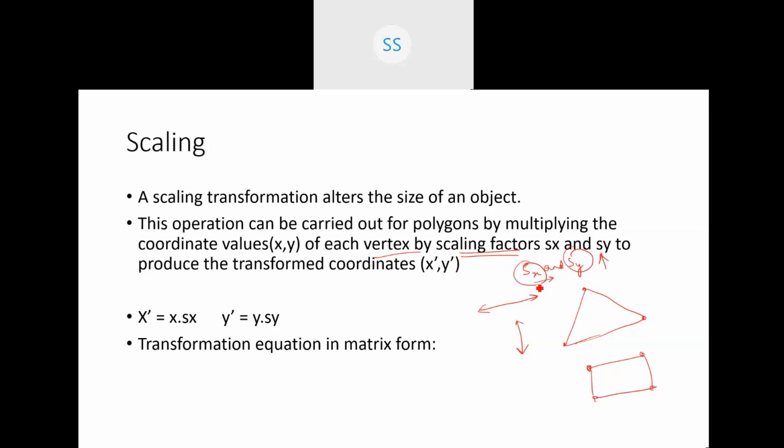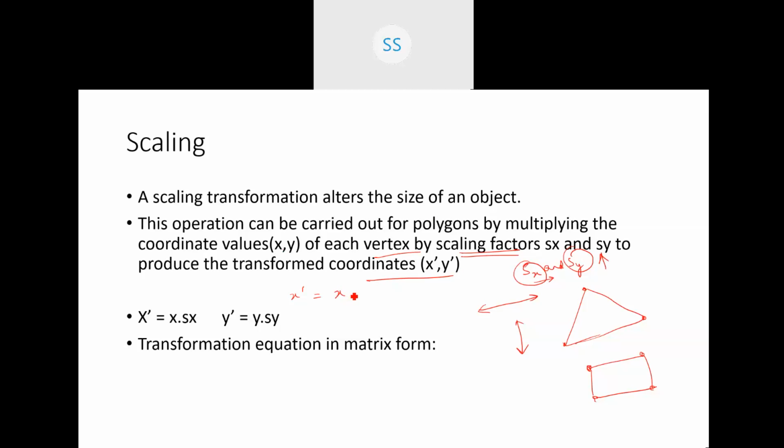So sx is the value that says how much we reduce or increase in the x axis, and sy is how much we reduce or increase in the y axis. Okay, so that you get a new transformed coordinate for that particular point as x dash, y dash. So in short, we can write it as x dash. What is the relationship between your x dash and x when you are performing a scaling?